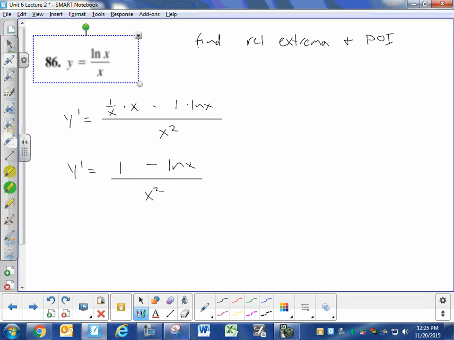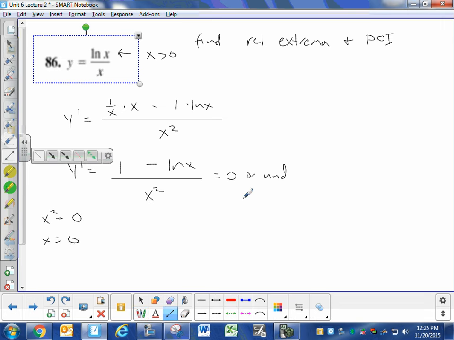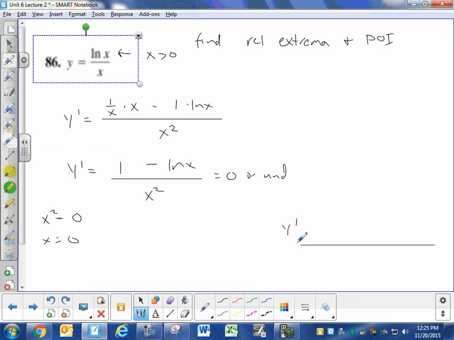Okay, I will set this equal to 0, or I will see when it's undefined. Now, since we have the function y equals log x over x, we should remember that we are not allowed to plug in any negative values or 0 into log x. So our domain is restricted to just x's greater than 0. So yes, the denominator will equal 0 when x is 0. However, on our number line, we're just going to start with 0 anyways because we have log x. Okay, so really, I'm going to just worry about when the numerator is equal to 0.